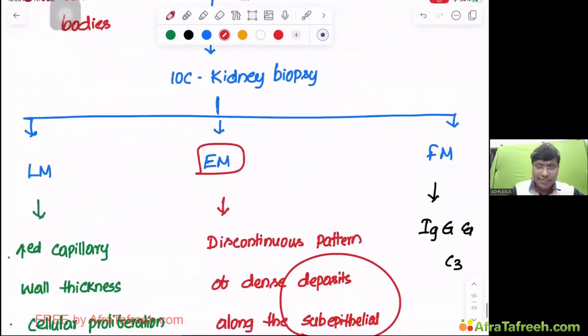Now, let me quickly recap what we have discussed today. The first thing is minimal change disease. As I have said, it is the one most commonly seen in children. The proteinuria will be selective proteinuria, predominantly albuminuria. And you need to know the drugs.